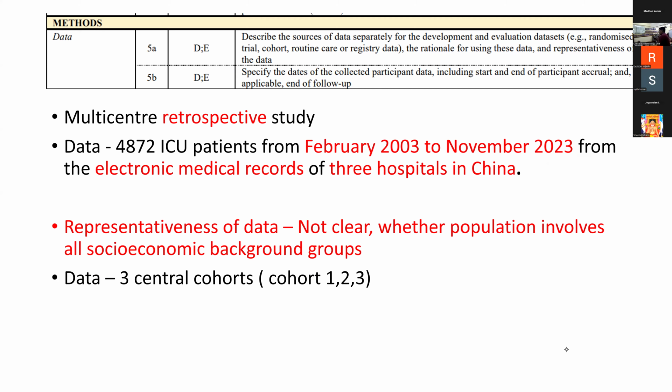However, the question also asks whether they mentioned the representativeness of the data. That is, which socioeconomic status or background the patients came from, and whether they represent the entire population. So this was not clearly mentioned in the study article. They have just mentioned that they've taken the population from the hospitals, but whether it involves patients from all socioeconomic strata was not clear from their article.